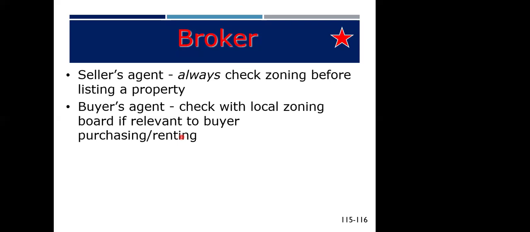So listing agents, you're always checking zoning. You have to before you put your listing in. Buyer's agents, we should be able to rely on the information in the MLS. We should be able to rely on what the listing agent says. However, if a little red flag goes up, or if I have a buyer with a specific end use, then I have a duty to help them verify. I have a duty to make sure that their end use can be met. So with zoning, my responsibility as a broker is to help them discover, and I have a duty to disclose whatever I find.